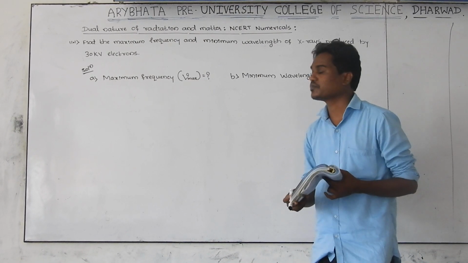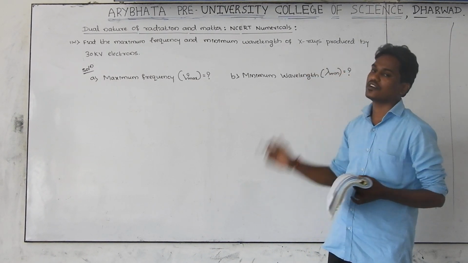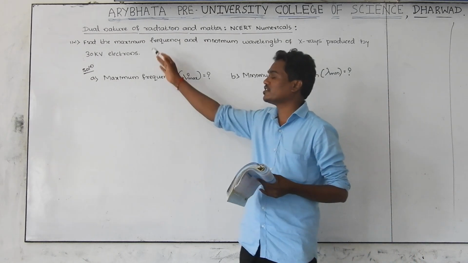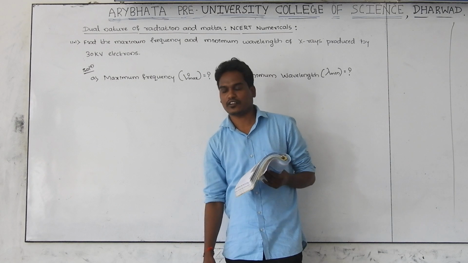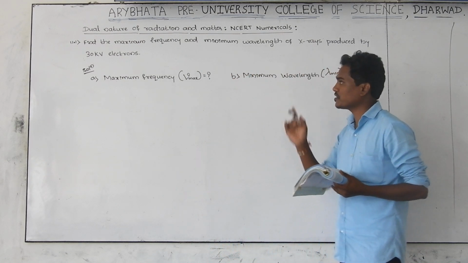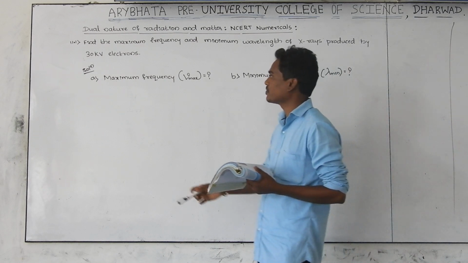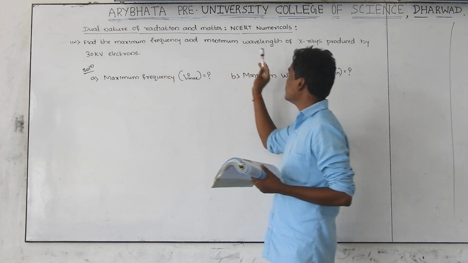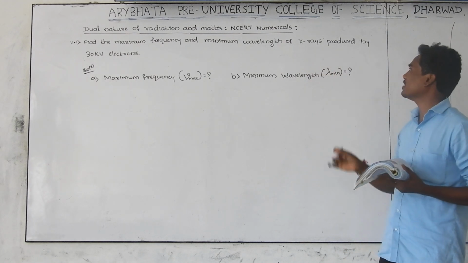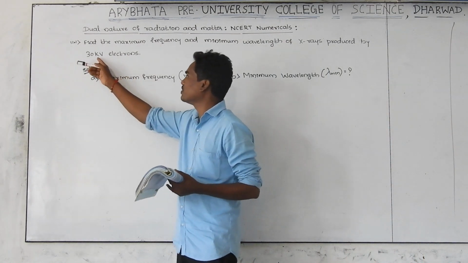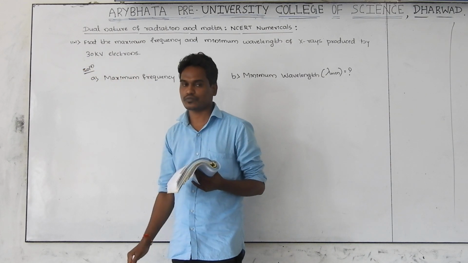Good morning, students. Today we discuss NCERT numericals belonging to the topic dual nature of radiation and matter. Here is the exercise, the first question. You read this one: find the maximum frequency and minimum wavelength of X-ray produced by 30 kilovolt electrons.